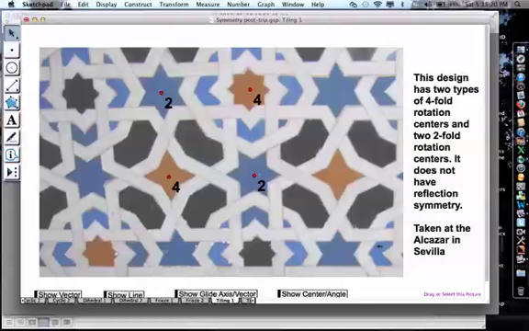Alright, have fun with this. You'll have 2 days in class to work on this, so take your time, really study your designs, investigate them, make sure that you have it right, and have fun.